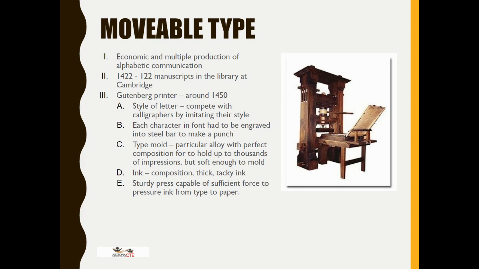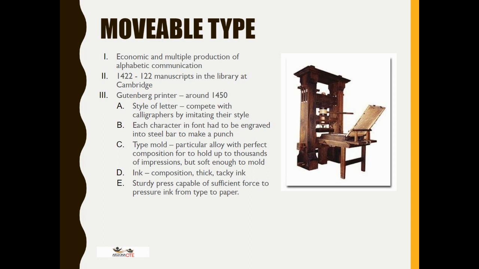Each character in font had to be engraved into a steel bar to make a punch. So a punch is what the letters were that would be printed on the paper. So they had to be carved individually. But once you carved that, you could reuse it. And that was the really cool thing. A type mold was created, particular alloy with perfect composition to hold up to thousands of impressions, but soft enough to mold. So it was soft enough that they could move it around, but hard enough that it could be pressed 1,000 times and not lose its form. So it could have a lot of force going behind it.